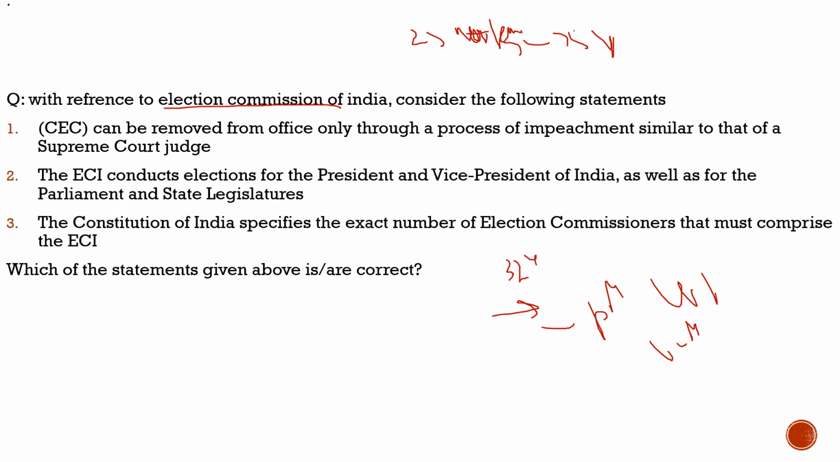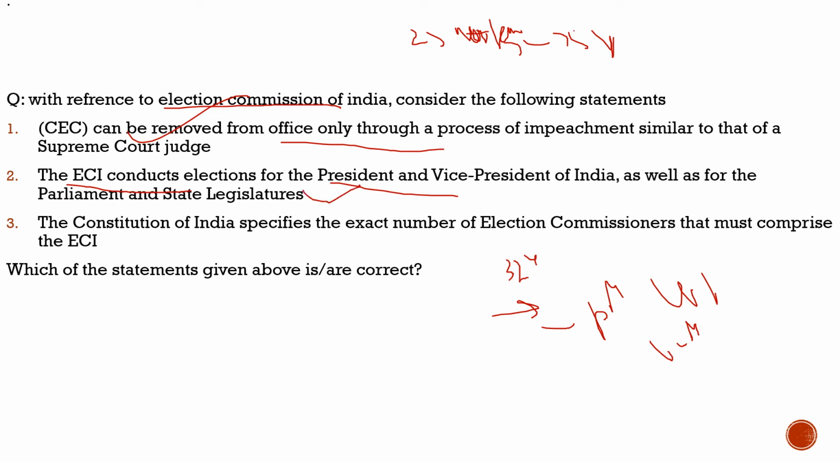So this is a little recap about the Election Commission of India, as it is always in the news. Such questions about it can be asked. So let's see what the question says. With reference to the Election Commission of India, consider the following statements. First statement, the Chief Election Commissioner can be removed from office only through a process of impeachment similar to that of a Supreme Court judge. 100% correct, nothing wrong with this statement. Second statement, the Election Commission conducts elections for the President and Vice President of India as well as for the Parliament and state legislatures. 100% correct.